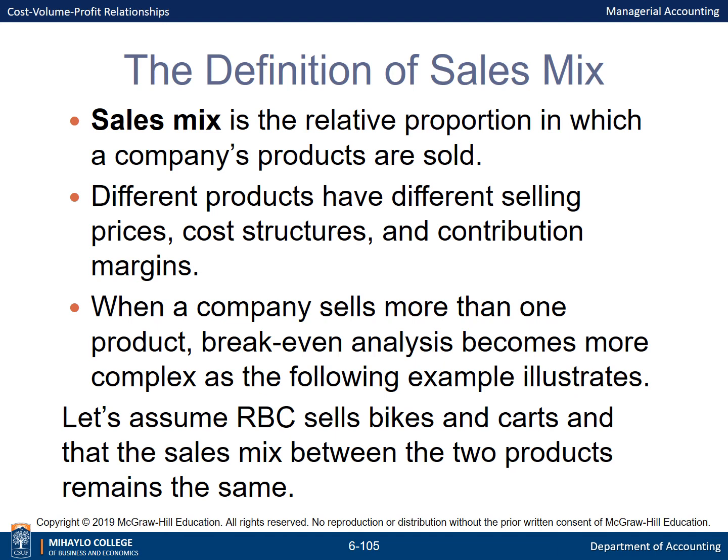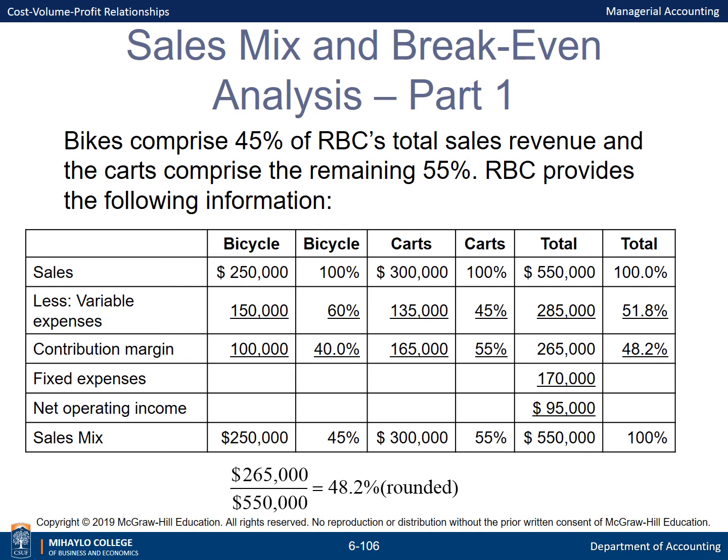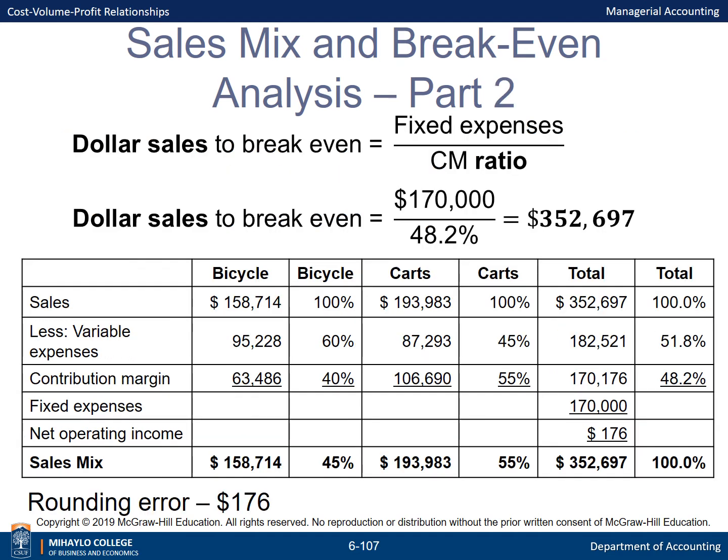Let's assume RBC sells bikes and carts, and that the sales mix between the two products remains the same. Bikes comprise 45% of RBC's total sales revenue, and the carts comprise the remaining 55%. Based on the sales mix, total contribution margin is $265,000, and total sales is $550,000, making the combined contribution margin ratio 48.2%, rounded.